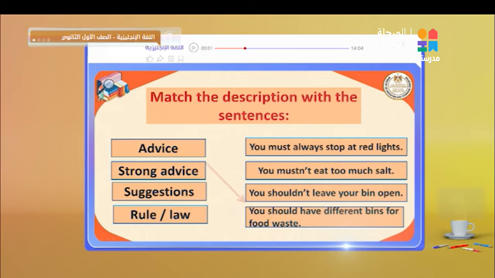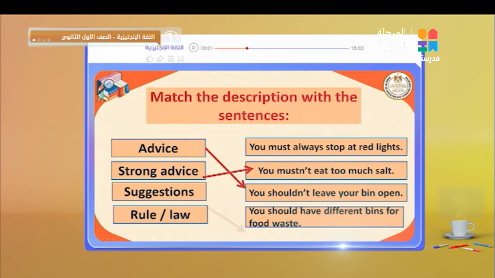Yes, of course, here you are. Advice, we say you shouldn't leave your bin open. The rubbish bin shouldn't be left open. So you shouldn't leave your bin open. This is advice. What about strong advice? When do we use strong advice? Yes, very good. We use you mustn't eat too much salt because it's dangerous for you to eat too much salt. So we use must or mustn't here for strong advice.